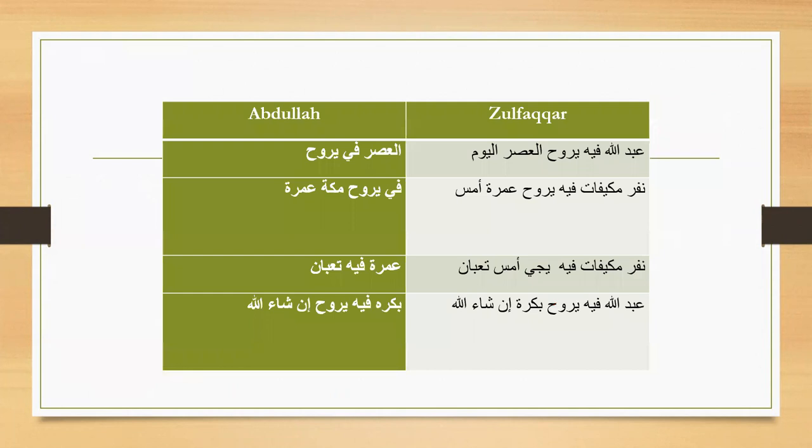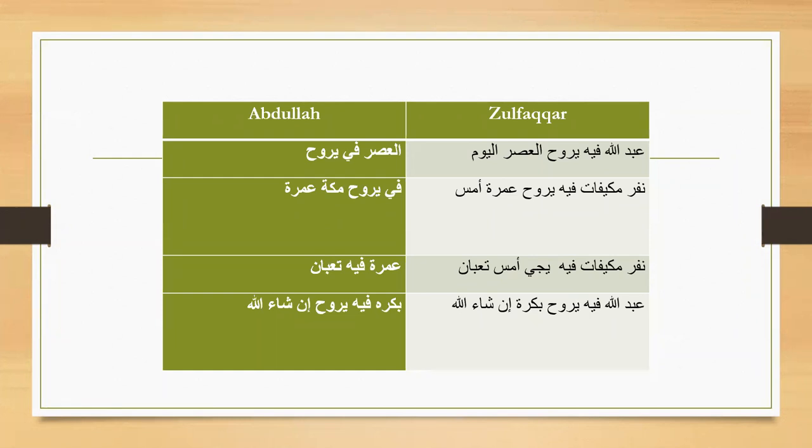Now, look at the two conversations broken down for you. Abdullah said, "Al-Asr fi ruh." Zulfikar said, "Abdullah fi yuruh al-Asr al-yawm." So now we know who is going, when he's going, and everything. Abdullah said, "Fi ruh Makkah Umrah." So we don't know who's going for Umrah. But Zulfikar said, "Nafar mukayifat fi yuruh Umrah ams."